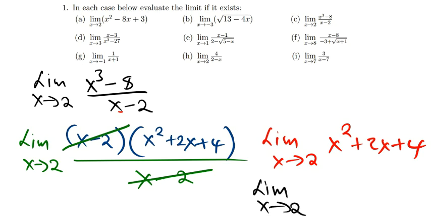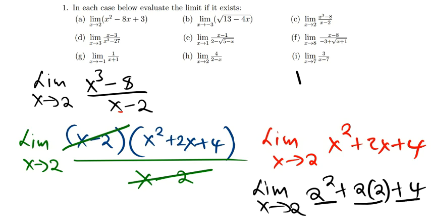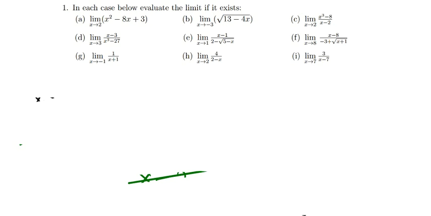So you're going to have 2 squared plus 2 multiplied by 2 plus 4 there. That is a 4, that is a 4, that is a 4. 12 is the answer. Okay, so I'm using the same idea there. I want you to pause the video and try out D.